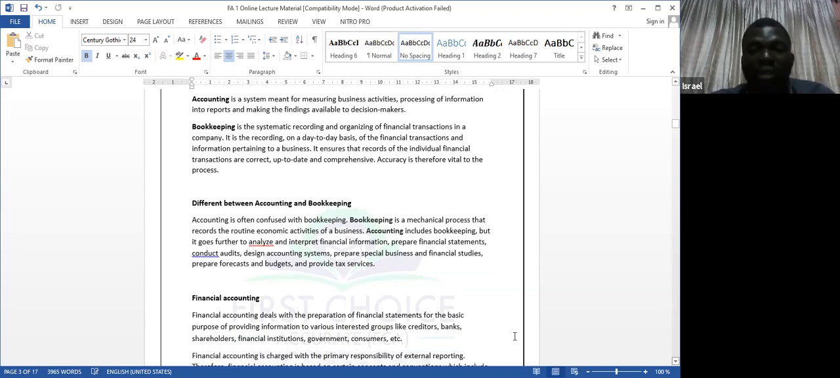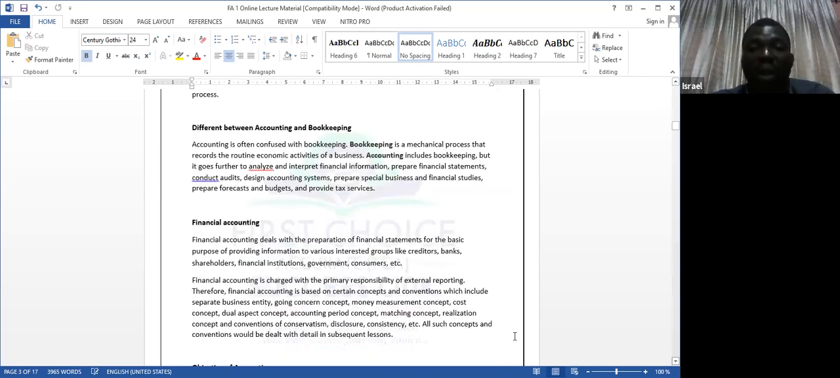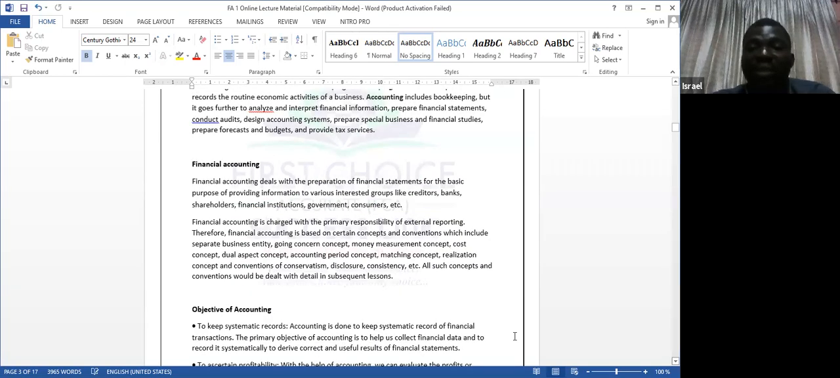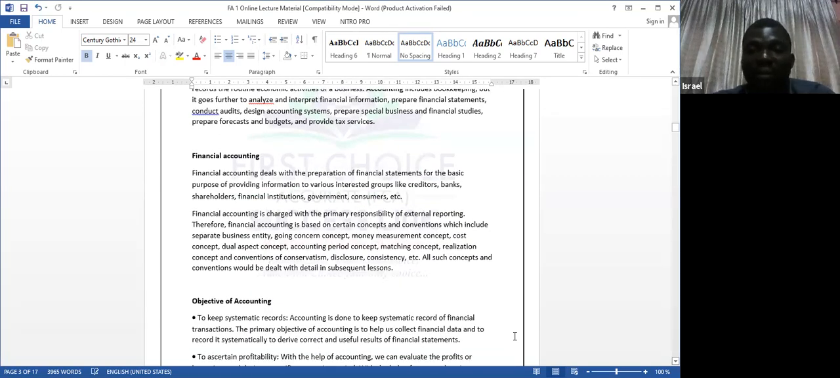Now, let's talk about financial accounting, because when we talk about accounting, it does not mean that we just have one aspect of accounting. We have different areas of accounting: management accounting, cost accounting, financial accounting, auditing, and tax. Those are the different branches of accounting. But our focus will be restricted to financial accounting. So let's talk about financial accounting.